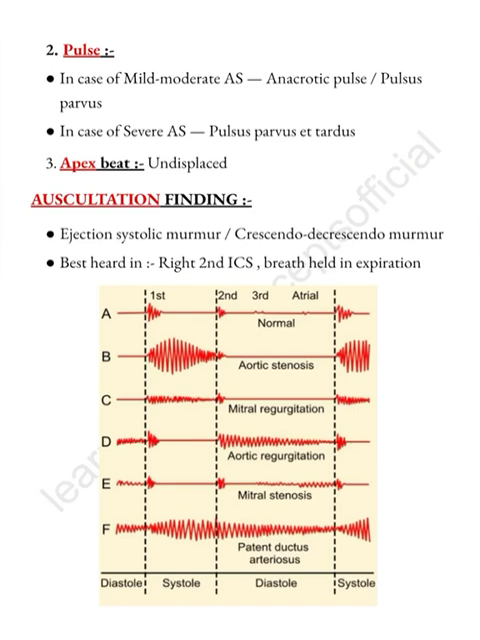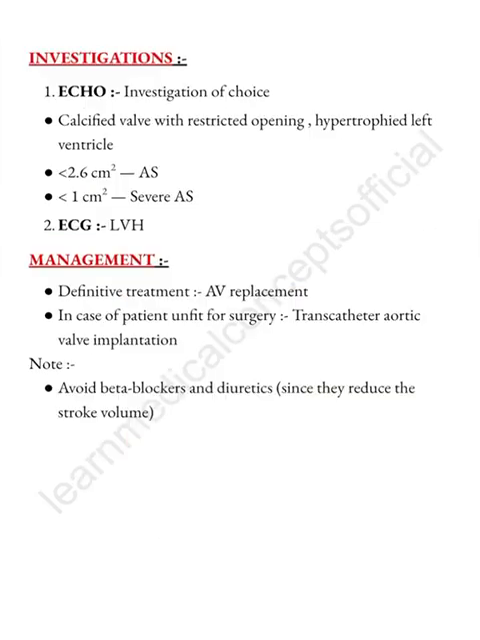Now moving further, let us discuss what all the investigations are. The first one is echo, which is the investigation of choice. We can also call it 2D echo. Here, we will notice a calcified valve with restricted opening and a hypertrophied left ventricle. And the thing we have to know here is, if the aortic valve area is less than 2.6 centimeter square, it is called aortic stenosis. If it is less than 1 centimeter square, it is called severe aortic stenosis. In case of ECG, left ventricular hypertrophy is noticed.